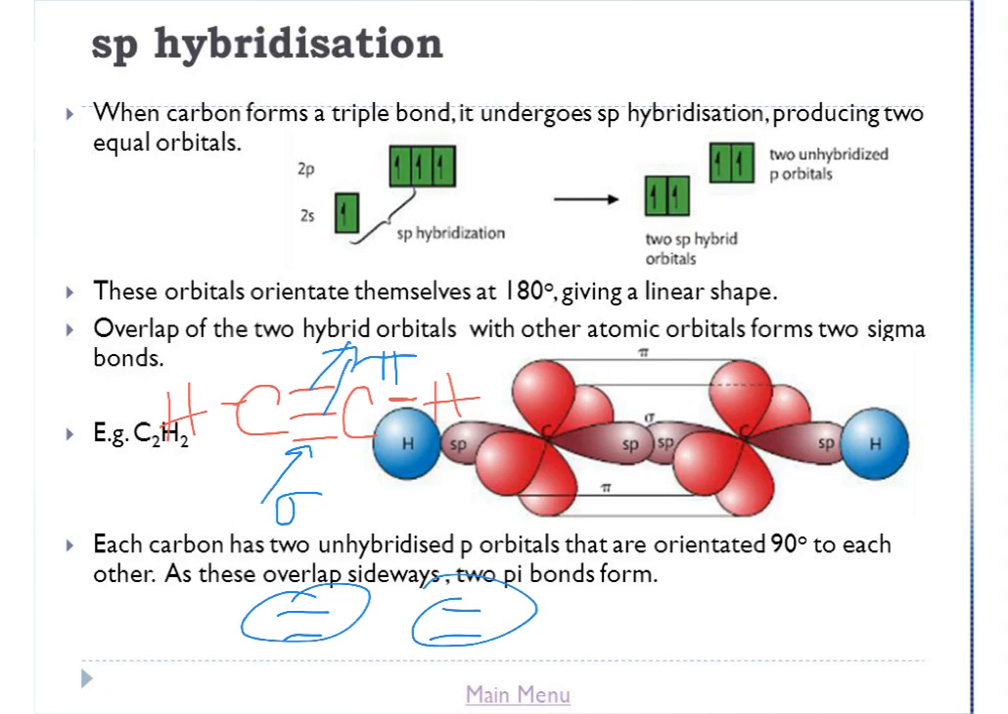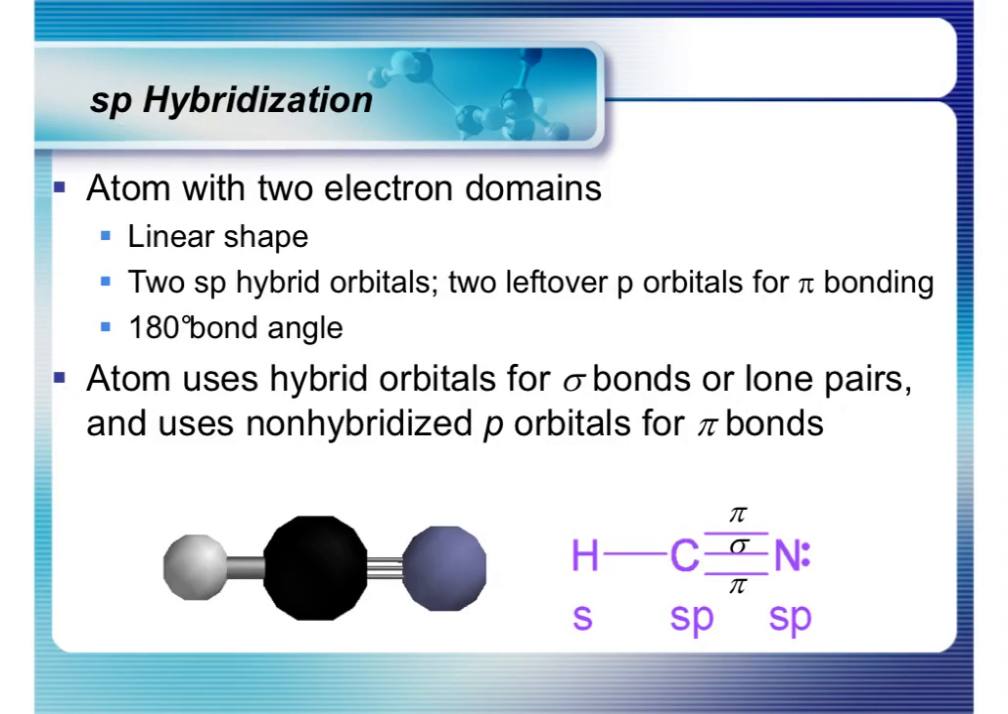I'm not going to ask you to draw this diagram, but with sp hybridization, each carbon has 2 sp hybrids, and then they have 2 available p orbitals to make the pi bonds, which is a triple bond in this case. All right, so what you need to remember about sp hybridization: the shape associated with sp hybridization is linear. The bond angle is 180.